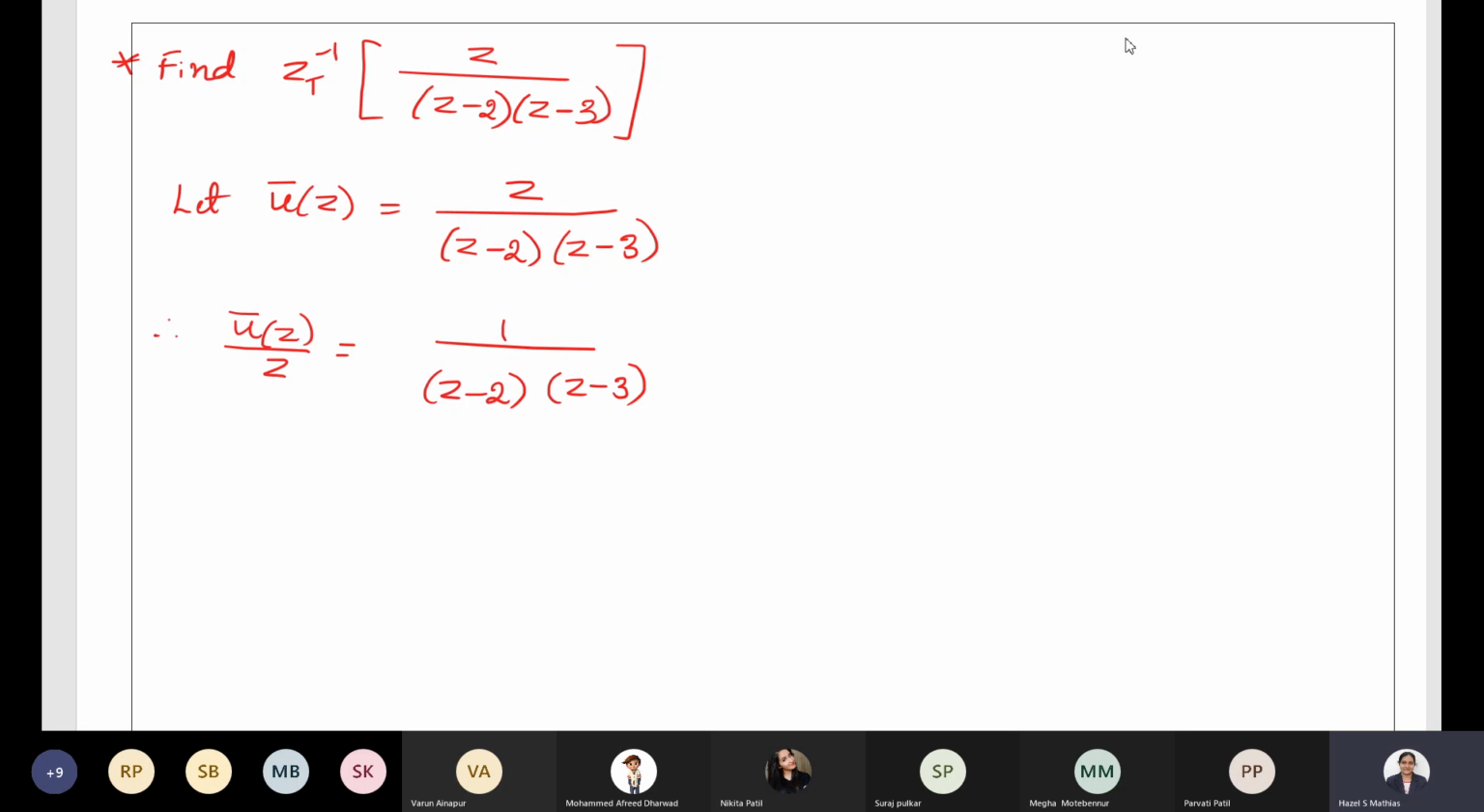We have taken the given function as u bar of z. Then we divide by z on both sides, so we get u bar of z divided by z. Then what we do? Apply the method of partial fractions. 1 by z minus 2 into z minus 3 is equal to what? A divided by z minus 2 plus b divided by z minus 3. This is how we apply the method of partial fractions. Correct? Vaishnavi? Yes, ma'am. Okay. Next, what do we do? Sumaya, are you following?